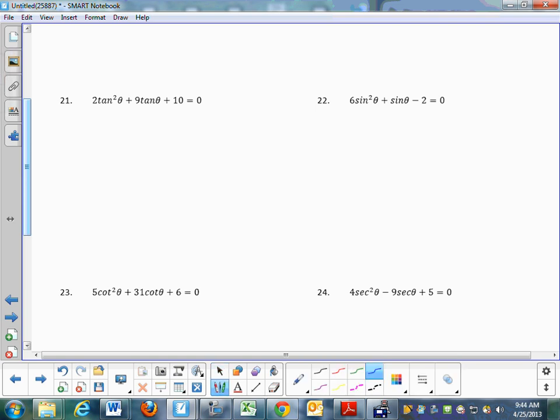I would just like to get a little bit further with you guys because I feel like they'll be a little bit more lost without me being there. So you guys would have something to work on as we move forward. We'll do one last one. All right, how about this one right here? 2 tangent squared plus 9 tangent plus 10.